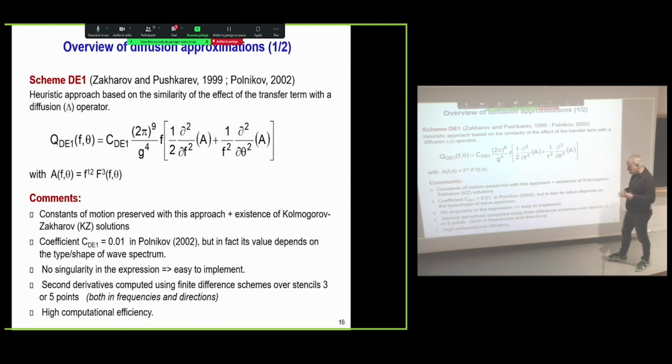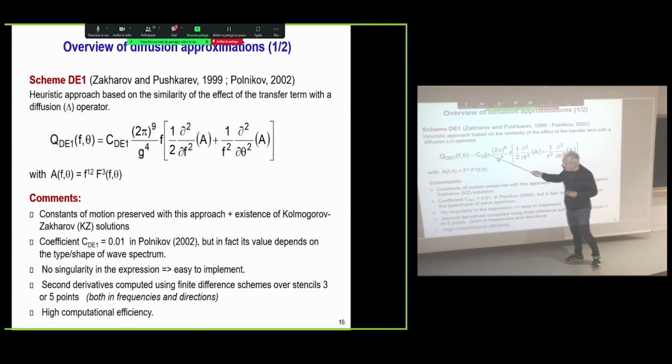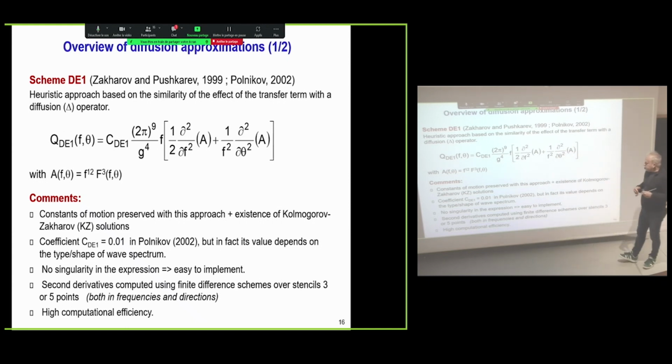In particular, it preserves some constants of motion, and it also admits solutions of Kolmogorov-Zakharov type, KZ, as does the kinetic equation. Sorry. So there is a coefficient here, which was tuned by Polnikov to this value. And well, this approach has some interest. In particular, it's quite easy to implement. There are no singularities, and we only have to compute second-order derivatives in frequency and direction. But this can be easily done by a finite difference scheme, for instance. So it's very computationally efficient.